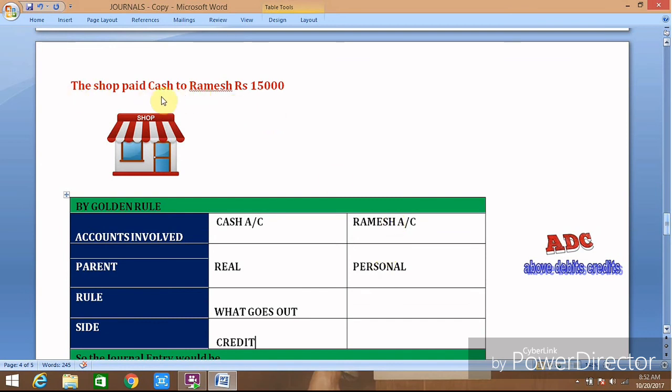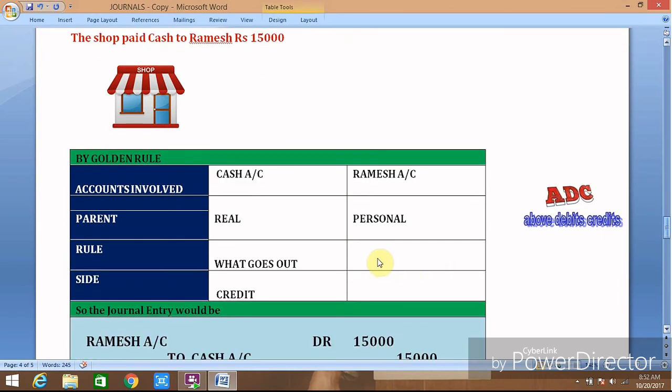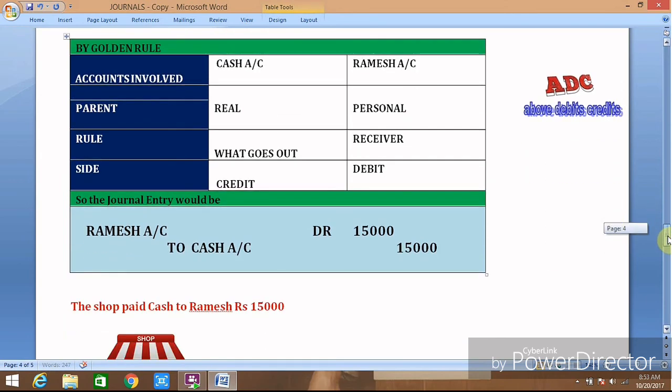So personal account, we are paying cash to Ramesh. So we are giving him cash, so what position is he in? He is actually receiving the cash, as you can see. So a receiver under personal account would go to the debit side. So we find our journal entry, as you can see, that Ramesh is being debited over here. Debits are generally written first, okay, right? So we are writing debits first, and then the credit part, which is the cash account over here. Cash account has come to the credit side. So Ramesh account debit to cash account would be the journal entry.